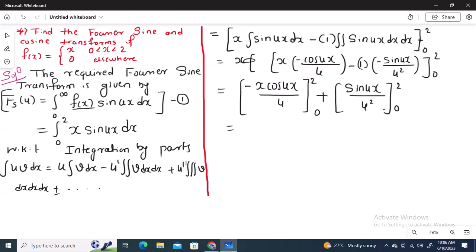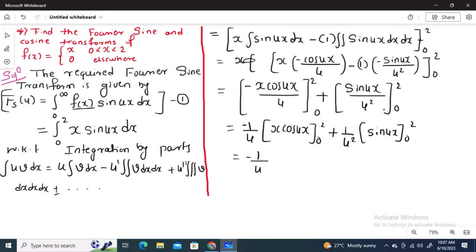So what happens? 1 by u minus, I'll write outside. So it is x cos ux from 0 to 2 plus 1 by u square sin ux from 0 to 2. If I operate the limits, in the first function all x terms are replaced by 2, and in the second all x terms are replaced by 0. You can see 2 cos 2u minus, x value is 0, 0 into something is 0.